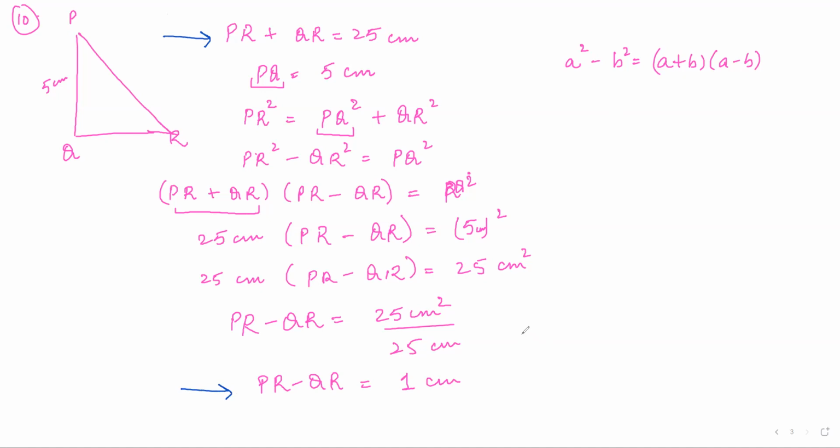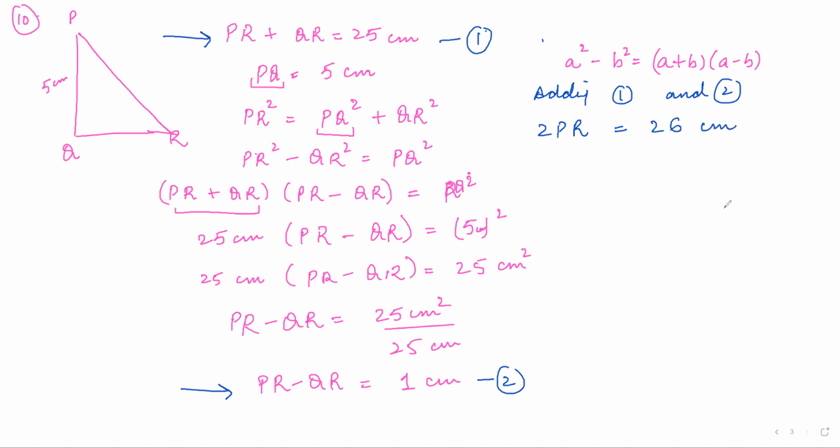So basically I have two equations, correct? Let me call it equation number 1 and let me call this equation number 2. So if I simply add equation 1 and 2, what will I get? Adding 1 and 2: PR plus PR, so I get 2 PR, right? And plus QR minus QR, so QR will get cancelled out. On the right hand side, I get 25 plus 1, that is 26 centimeters, correct?